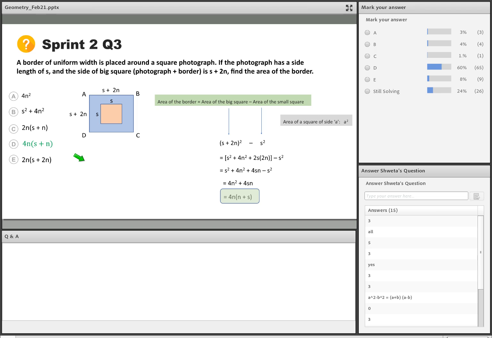Well, D is the correct answer. The accuracy you see here is 60%, pretty high again. That means we're all comfortable with this now. At this stage, all of us are ready to go into those two challenge questions.